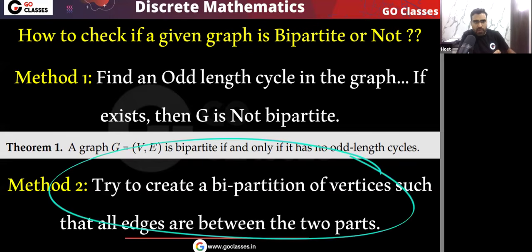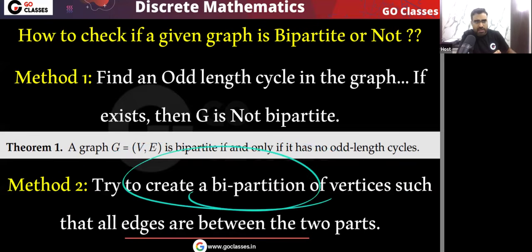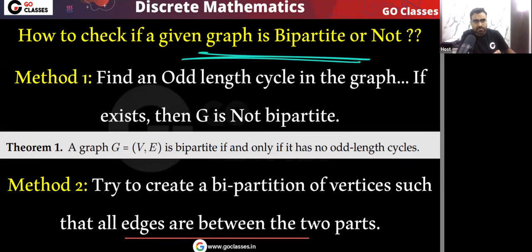If you can create this type of bipartition, then the graph will be bipartite. Or if there is any contradiction, then in this situation I can say the graph will not be bipartite. Okay, so these are the two methods.